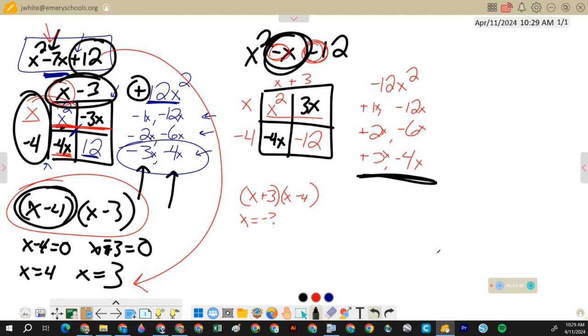X equals negative 3 and x equals 4. Is that what we started with in B? Yeah, it is. Okay, let's do C.